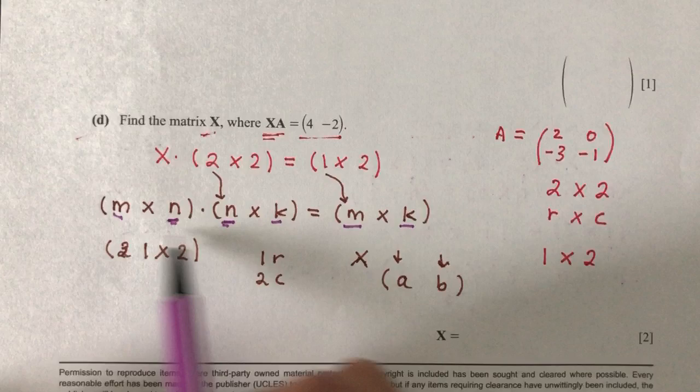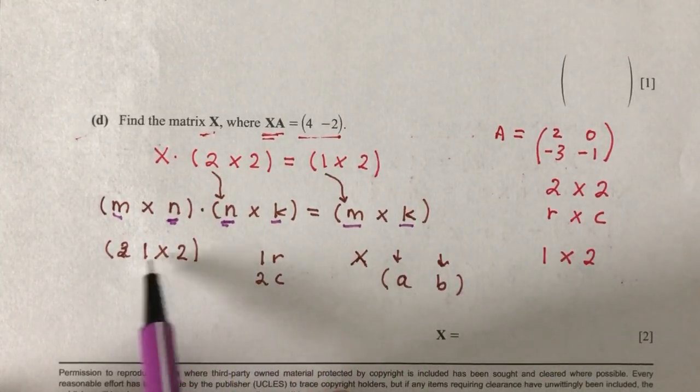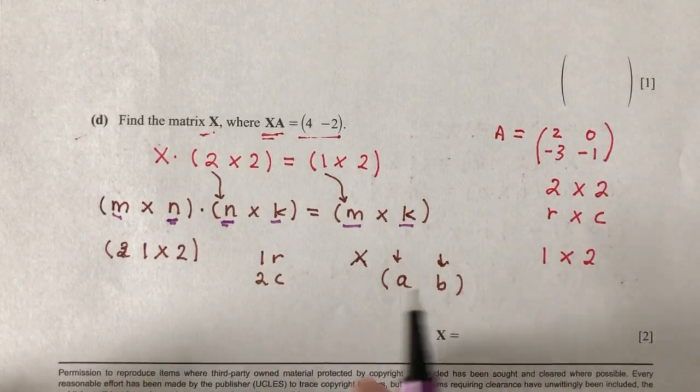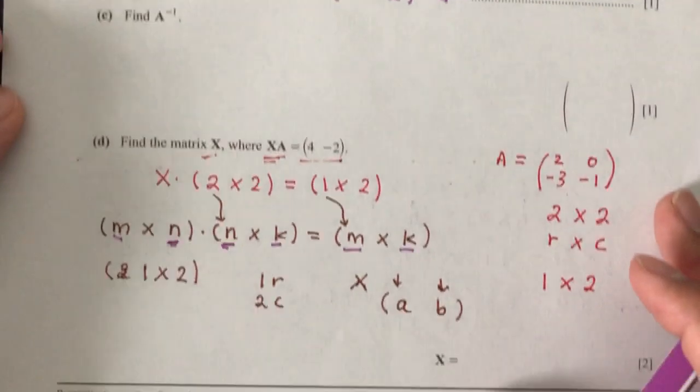Using this formula, we can know the shape of X. X will be a 1 by 2 matrix, and then you can find the values of a and b to find the value of X. So that was this explanation.